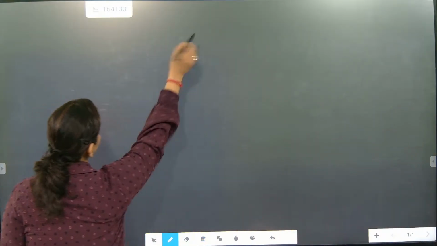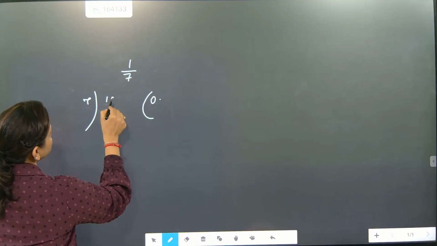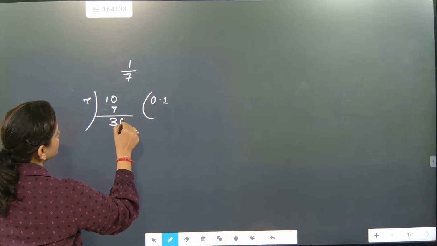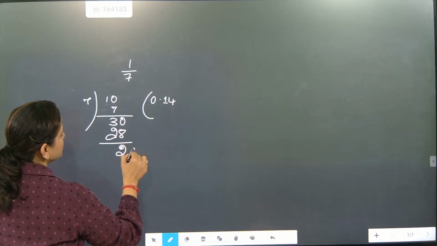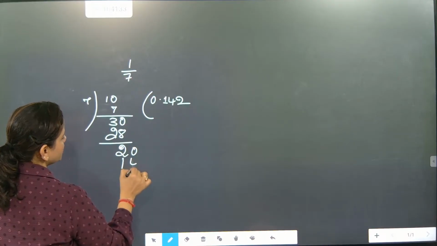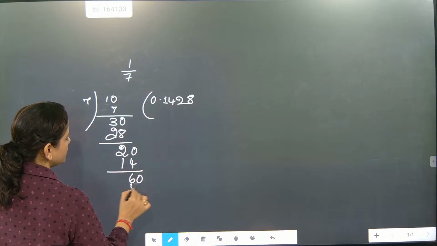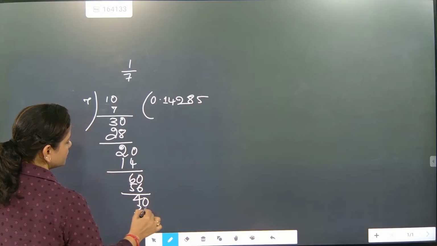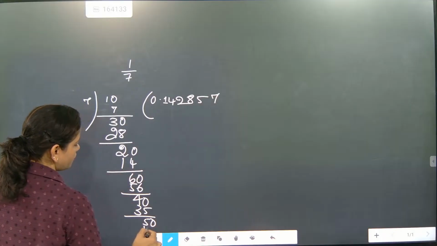Non-terminating numbers, how are we going to write them? If somebody says 1 by 7, now 7 will divide 1. Then 0.1, so it will come 0. 7 ones are 7, 3 will come. Then here it will come 0. 7 fours are 28. Now here how much will come? 2. Then 0. 7 twos are 14. Then here how much is coming? 6. 0. 7 eights are 56. Now how much is coming? 40. 7 fives are 35. Then how much is coming? 5 0. 7 sevens are 49.